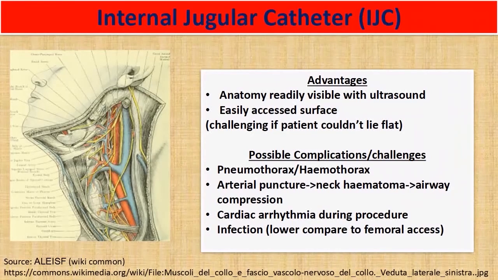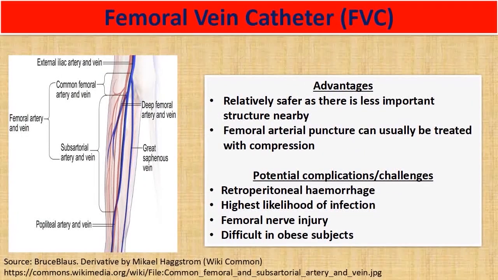But generally speaking, the risk of infections, or we'll call it the risk of CRBSI, is generally the lowest as compared to other access like your femoral access, which is actually inserted near the groin. So next, let's take a look at femoral vein catheters. Again, it has its own advantages as well as its own sets of risks and complications as compared to your IJC.